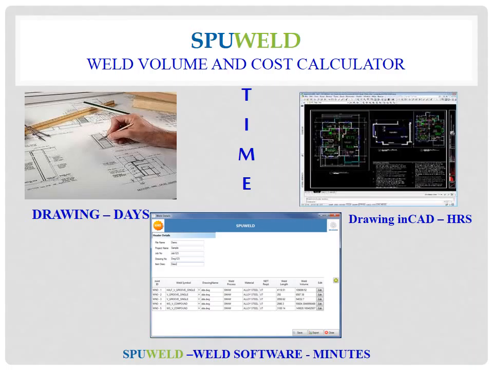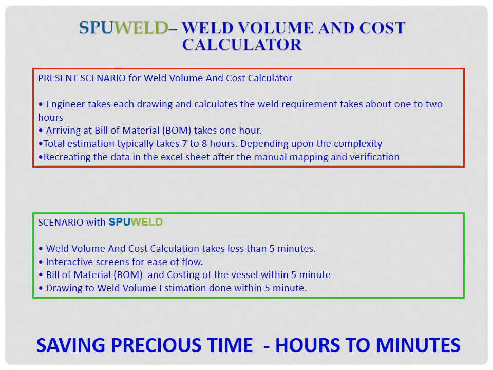Earlier, we used to have these drawings, which would take days to make, and estimation could run into multiple hours for the exact weld volume that needs to be calculated. In the present scenario, to do the weld volume calculation, the engineer is required to calculate each joint, the type of weld, and the type of preparation to be done, based on which he arrives at the BOM. This could take in excess of a day, or around 7 to 8 hours.